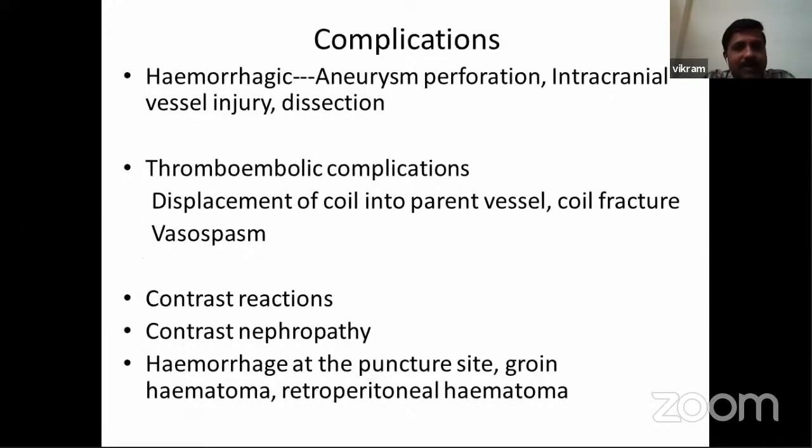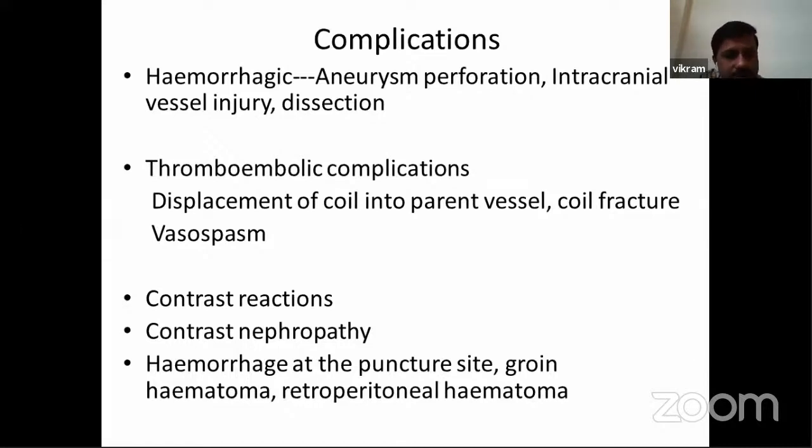Coming to the complications, they can be procedure-related complications, which could be hemorrhagic or thromboembolic. Hemorrhage can result from aneurysm perforation, intracranial vessel injuries, and dissection of the vessel. Thromboembolic complications occur because of displacement of coil into parent vessels, coil fractures, and vasospasm.